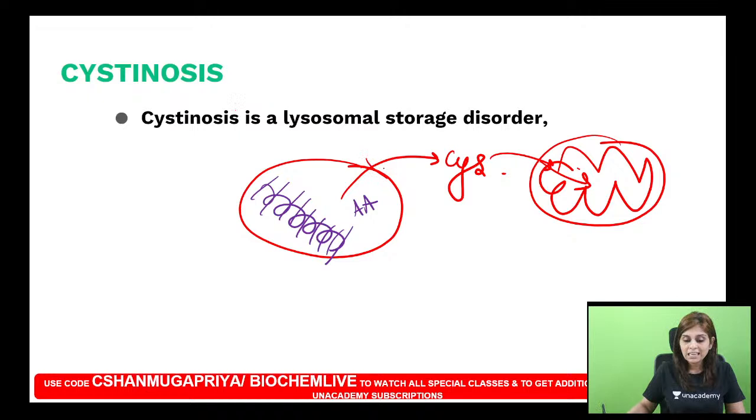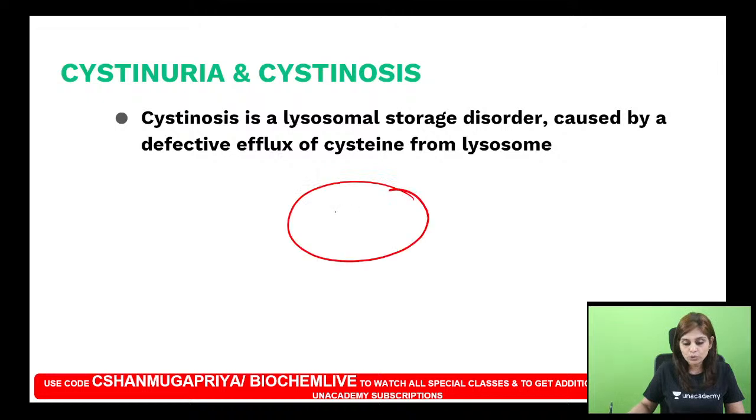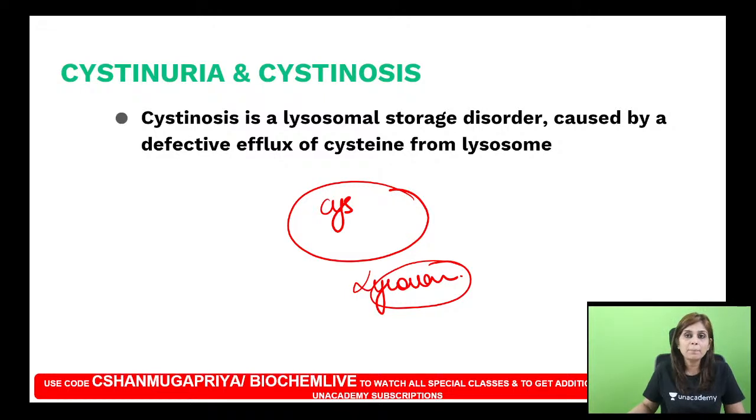Now, what is cystinosis? Cystinosis is caused by defective efflux of cysteine from lysosomes. So, cysteine accumulates within lysosomes. On chronic accumulation of cysteine within lysosomes, there will be lysosomal degranulation. And lysosomal degranulation will cause local tissue damage. And when local tissue damage happens in the proximal convoluted tubule, do you know that most of the solutes get reabsorbed in PCT? So PCT fails to reabsorb all these solutes. So what you would find is glycosuria, amino aciduria, phosphaturia.